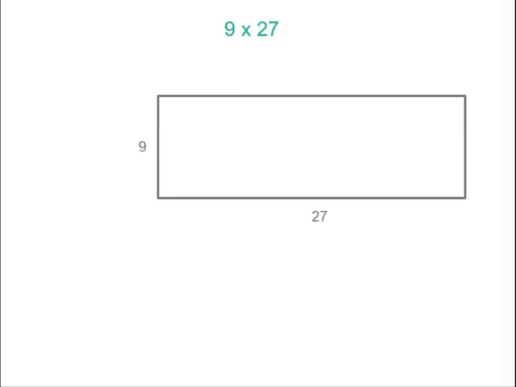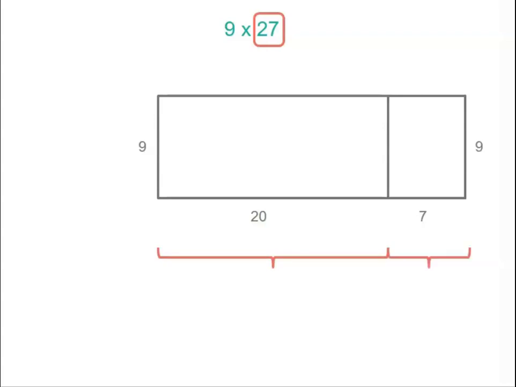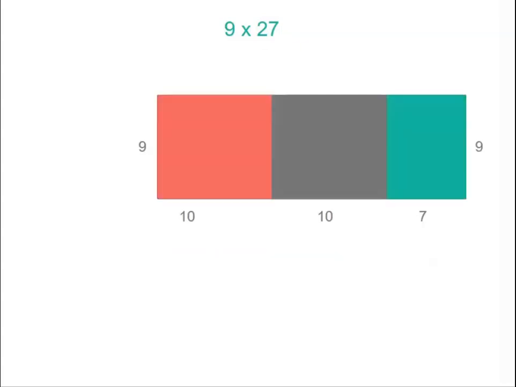We've got 9 multiplied by 27. We can break that into the tens and the units and then think of it as 2 rectangles. Instead of a rectangle whose sides are 9 and 27, we can have 2 rectangles, 9 by 20 and 9 by 7. But we could solve that, but what we could do is break the 20 into 10 and 10. So now we've got 3 rectangles.